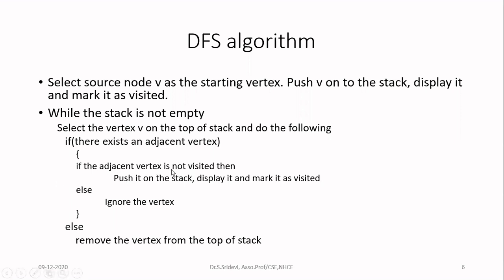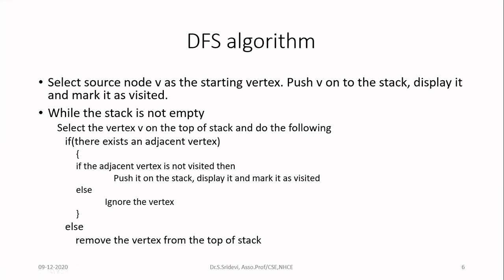If the adjacent vertex is not visited, then you push the adjacent vertex on the stack. After you push it, display it in the output, then mark it as visited. Else, what is the meaning of this else? The adjacent vertex is existing, but it is already visited. So when it is already visited, don't do anything with that. Simply ignore the vertex.